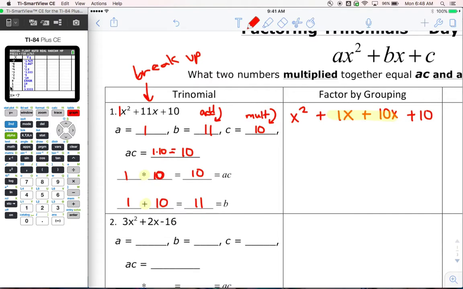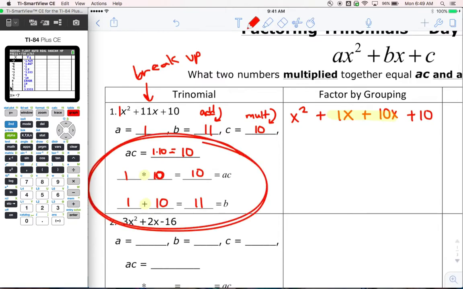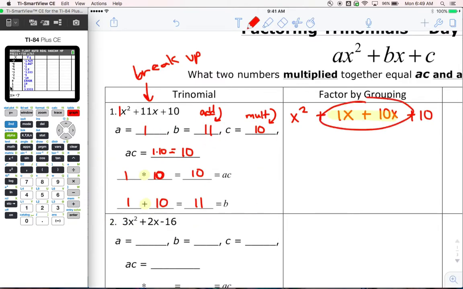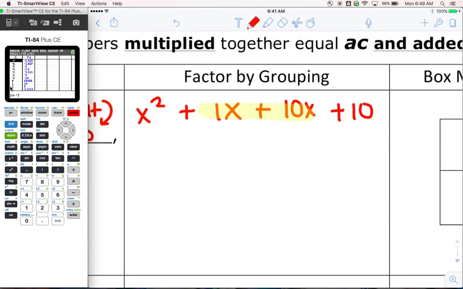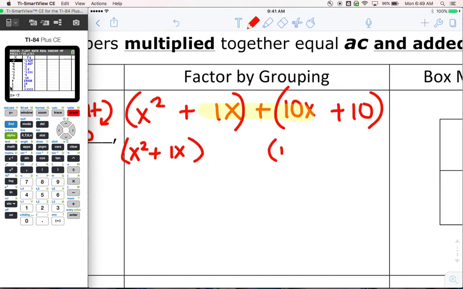Now this is what we did in our last lesson. When you have these four terms to start with, now we can factor by grouping. So the point of all this was to get the 1 and the 10, so we could write it like this with four terms. Now once we have four terms, we practice factoring by grouping, which we already know how to do. We make two groups, and so I'm going to rewrite. I've got x squared plus 1x for one group, and I've got 10x plus 10 for another group.